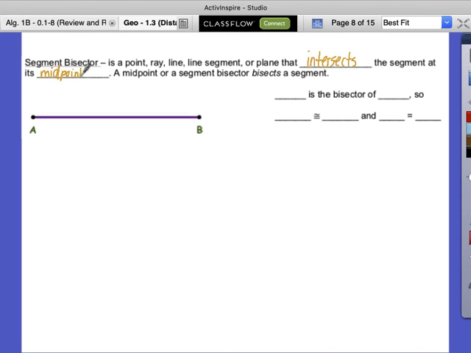So if it goes through the midpoint of something, it essentially cuts it in half. A midpoint or a segment bisector bisects a segment. Bisects is going to be the same thing as cut in half. So I want you guys to even write this in here: cuts in half. Because we're going to use this terminology a lot, saying it's bisecting or it's bisected or something bisects, and it always just means that it's cutting it in half.